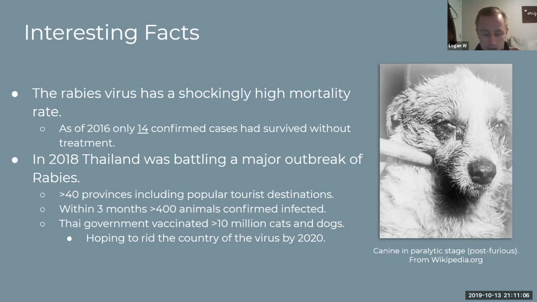In 2018, the country of Thailand was experiencing a severe outbreak of the virus, with over 400 confirmed animal cases in 40 different provinces within the first 3 months of the year. To combat this outbreak, the Thai government vaccinated over 10 million cats and dogs. They hope to rid the country of the virus by 2020, a goal that some believe to be unachievable.